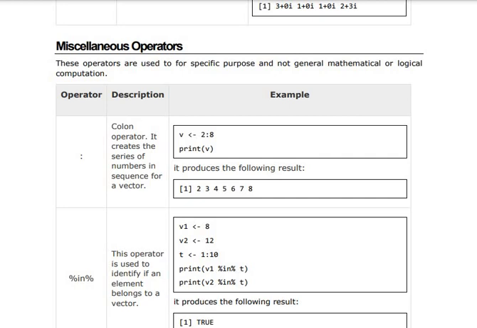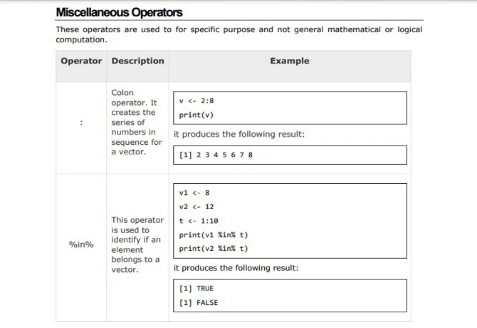And we have percent in percent to identify if an element belongs to a vector or not. So look at the example V1 percent in percent T. What is T? T is a range of elements, a sequence of numbers from 1 to 10. So V1 percent in percent T. Is 8 in T? True. What about V2? 12. Is 12 in T? False.